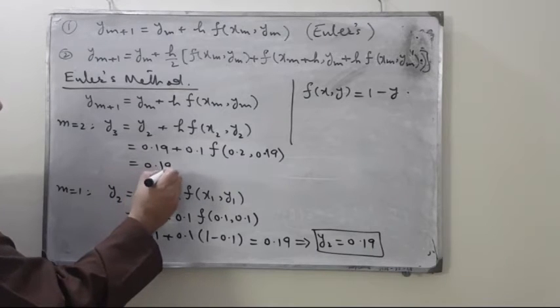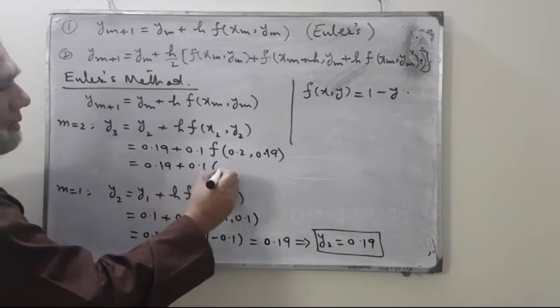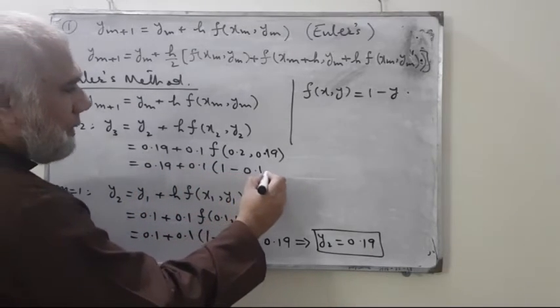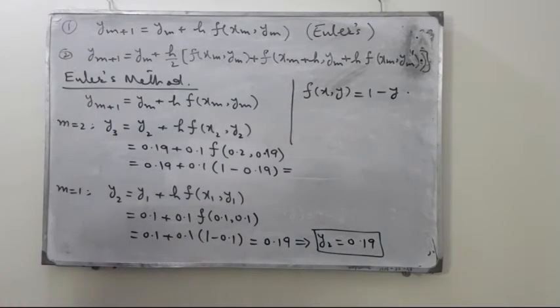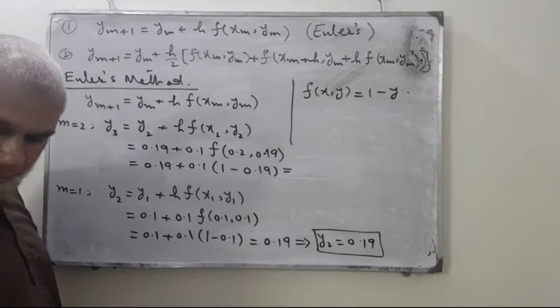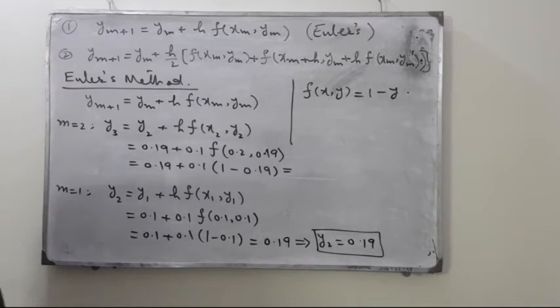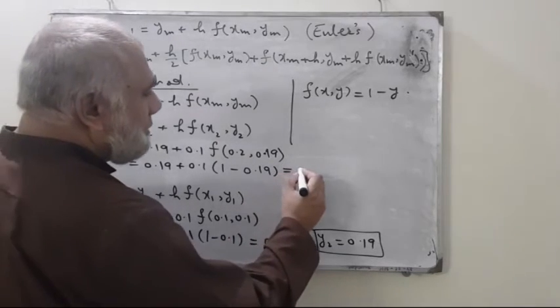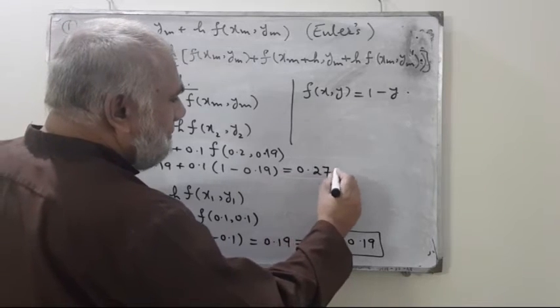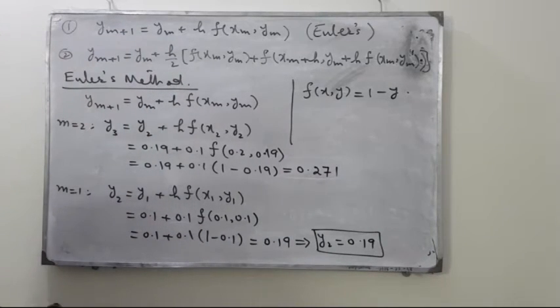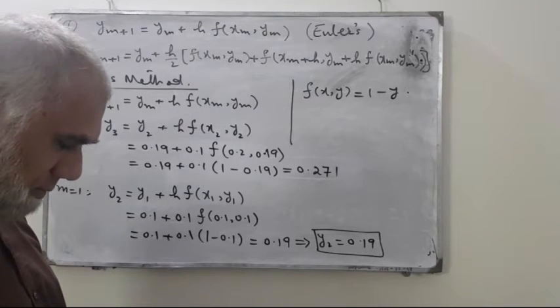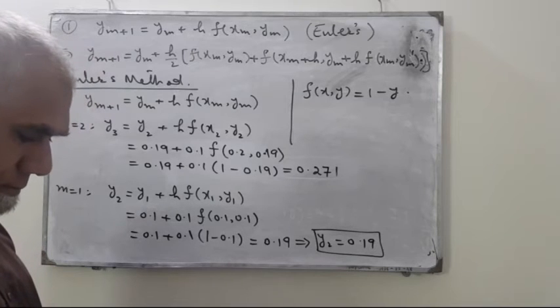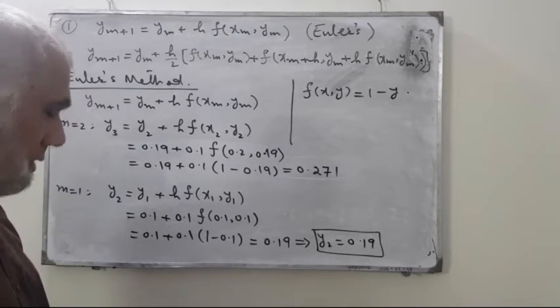On putting the function's value in, this gives you 1 minus 0.19 from here. Now if you simplify it, the result is equal to 0.271. I hope you can verify it yourself, and if you find any flaw or any errors, you can remove them yourself.